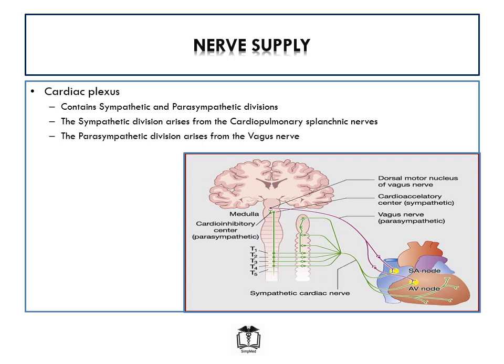In terms of nerve supply, the heart receives nerve supply from the cardiac plexus, which is a combination of sympathetic and parasympathetic nerves. The sympathetic part of the cardiac plexus arises from the cardiopulmonary splanchnic nerve, and then the parasympathetic part of the cardiac plexus is gotten from the vagus nerve.